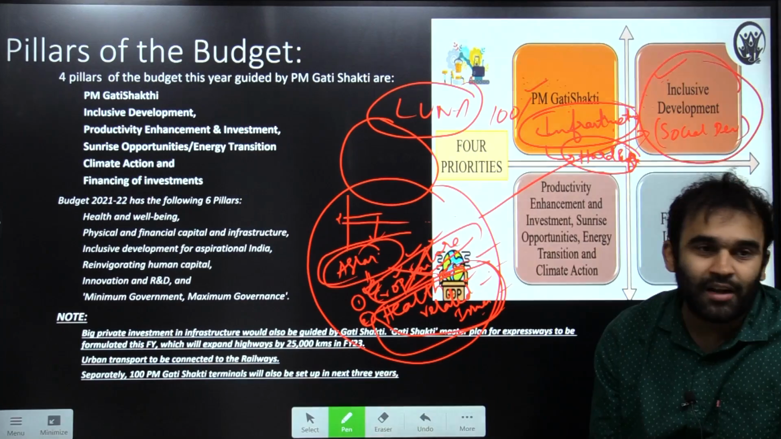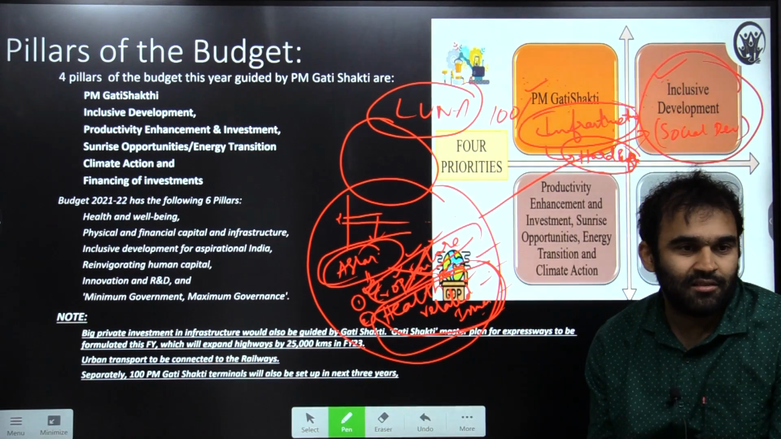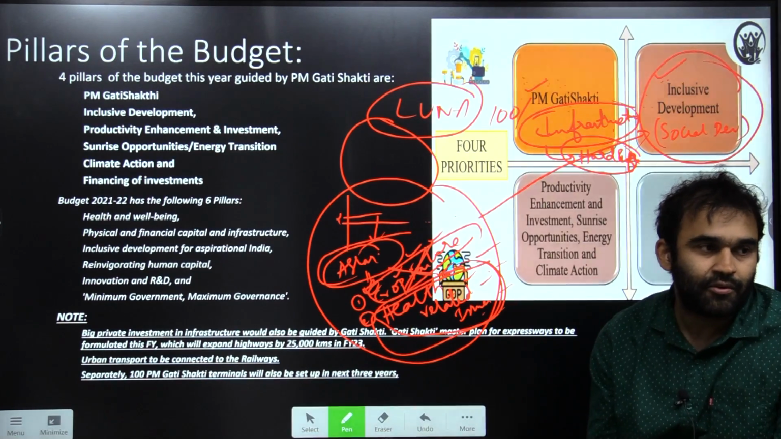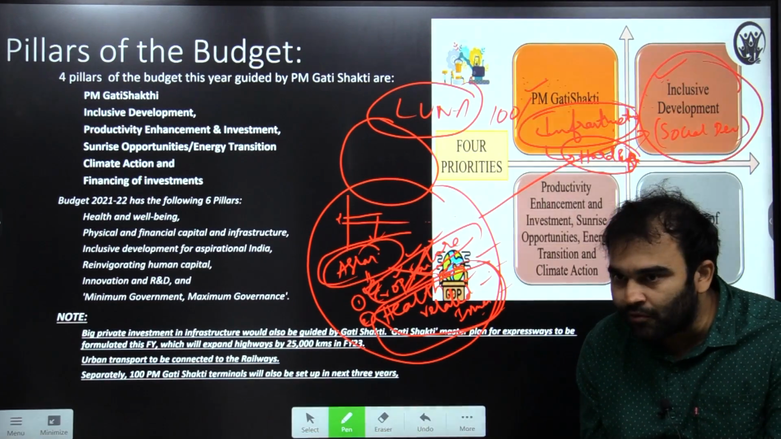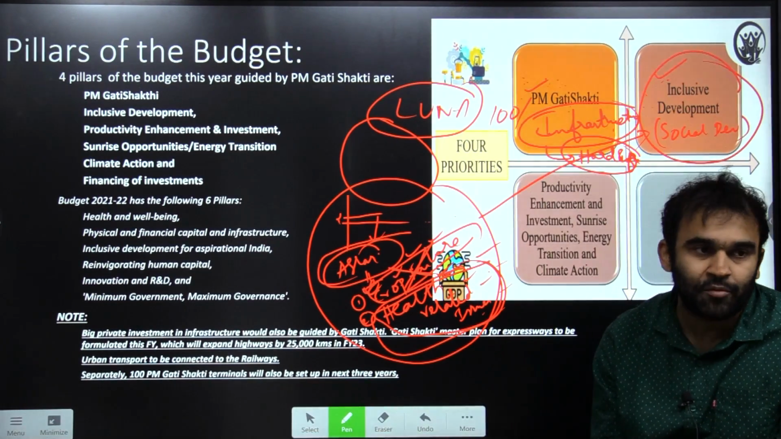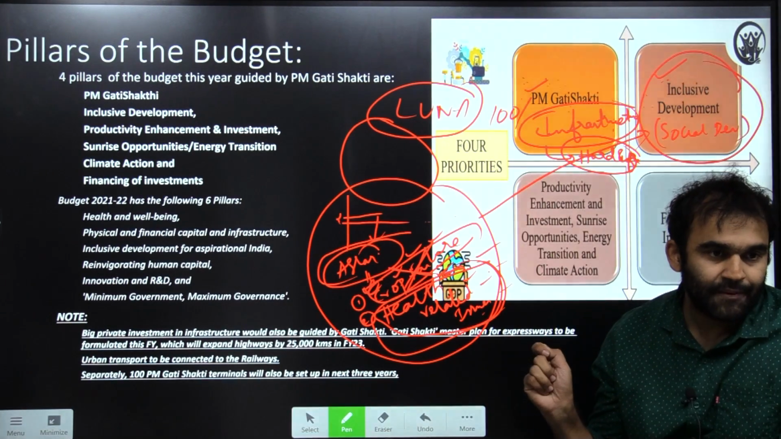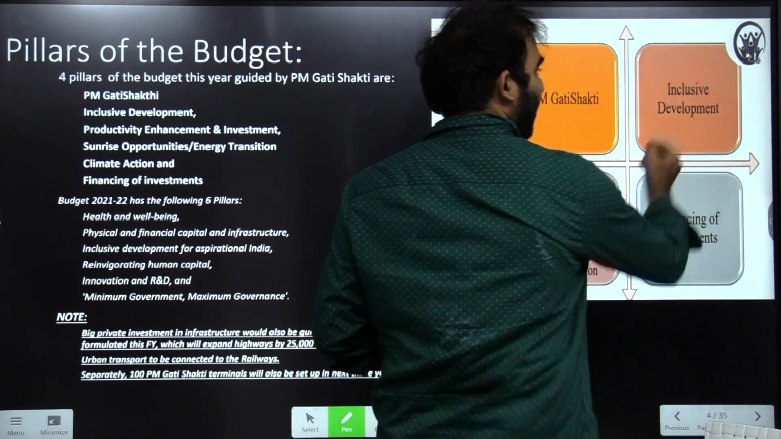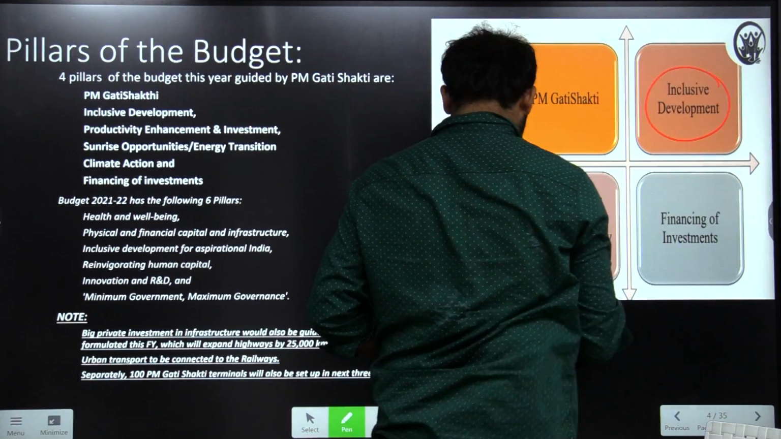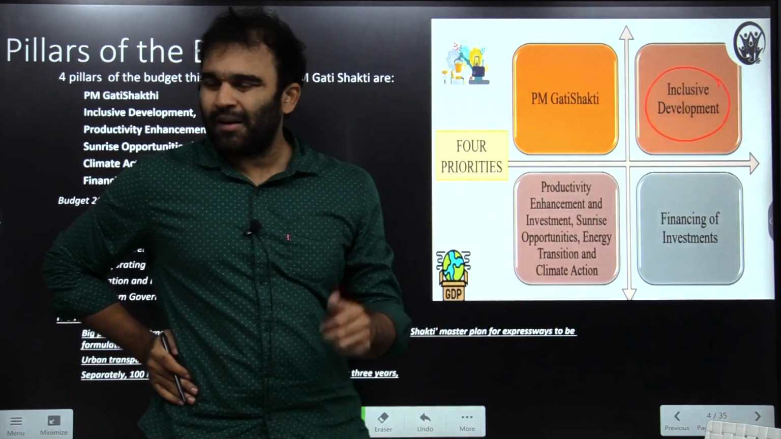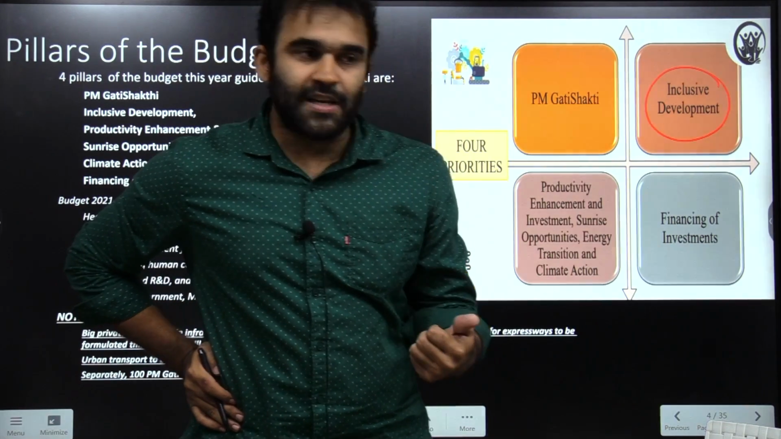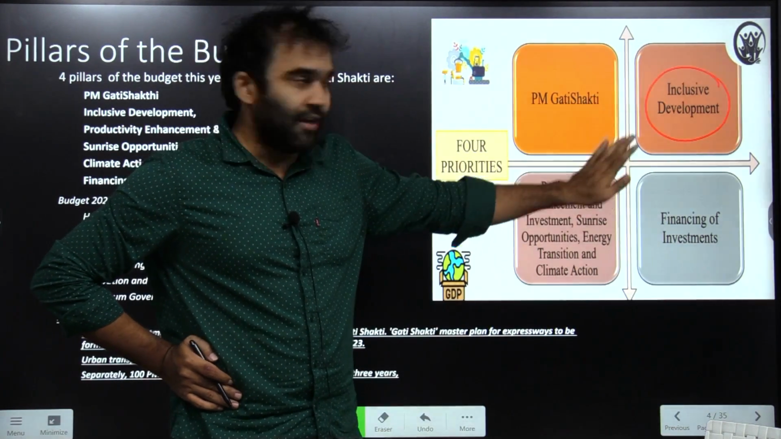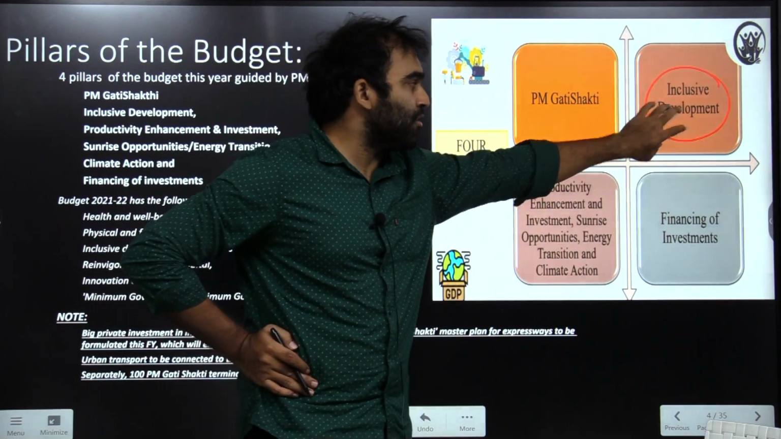Women empowerment, providing employment, poverty reduction, agricultural development, education initiatives, pension schemes for the old age, everything becomes part of inclusive development. So that's the second pillar. So all your schemes become part of inclusive development, particularly human development schemes, women and child development schemes, all of them become part of your inclusive development.